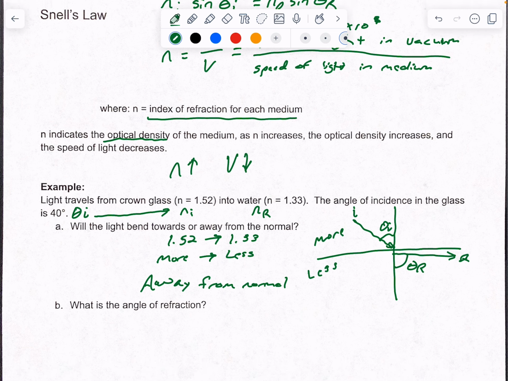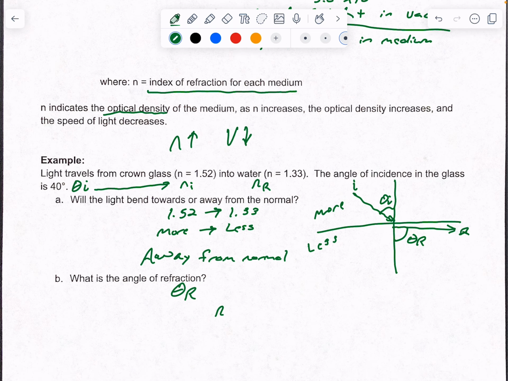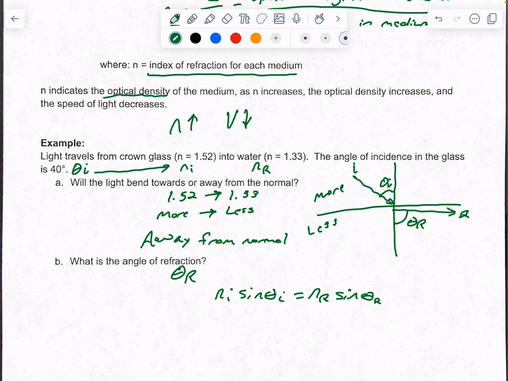Now it says, what is the angle of refraction? So that means now we are looking for my refraction angle, so the theta R. Okay, so remember our equation is Ni sine of theta I equals Nr times sine of theta R. Okay, so Ni was 1.52 times sine of 40 equals Nr, which we don't know. Oh, no, actually we do know that. Sorry, it was 1.33. So 1.33, and then sine of theta R. That is the part we don't know right here. That's what we're looking for. Okay, so one, make sure you're in degree mode. Otherwise, you're going to get a wrong answer.